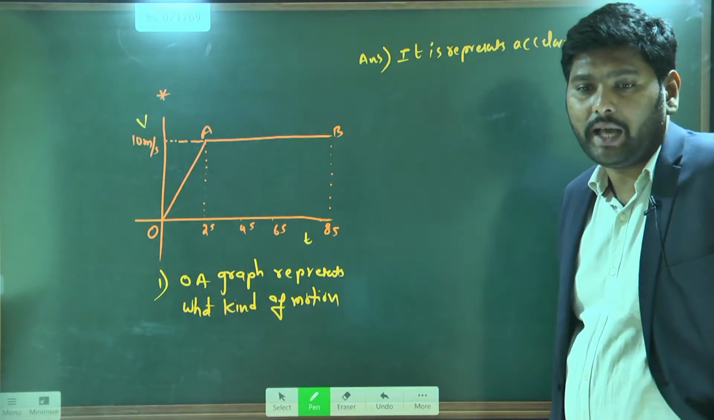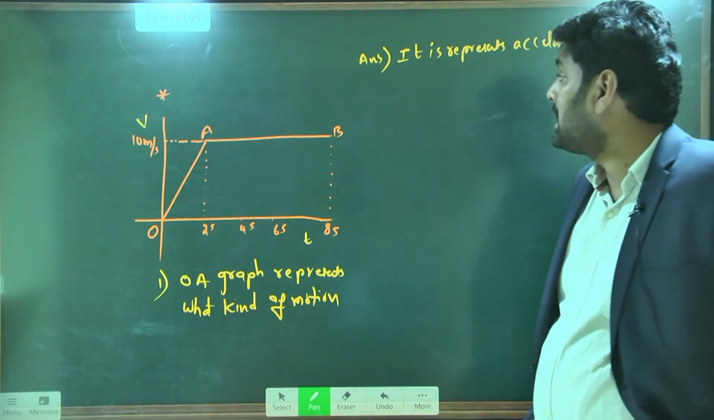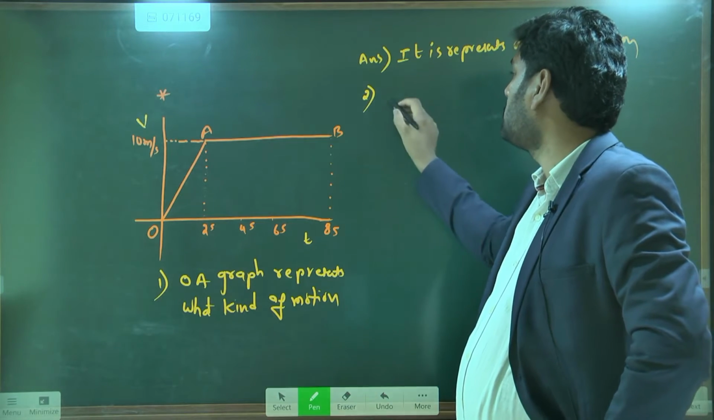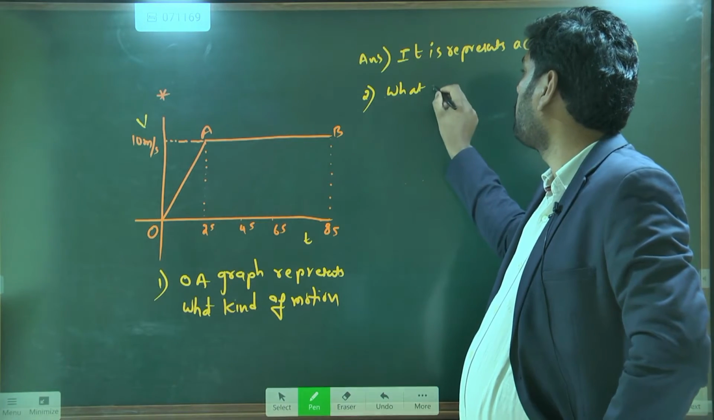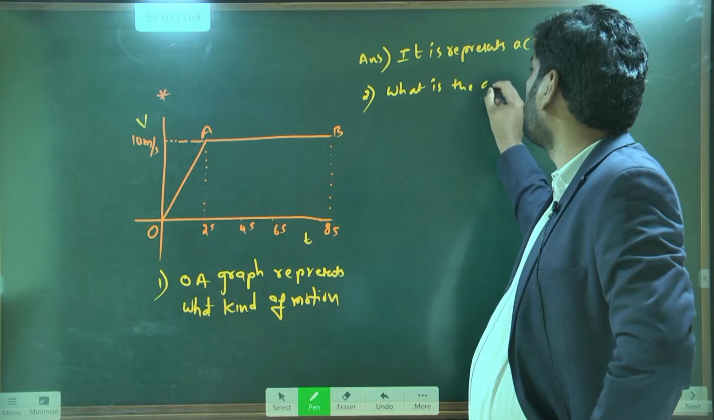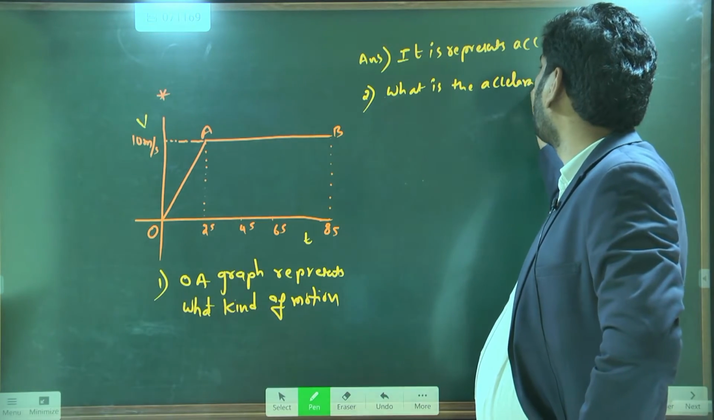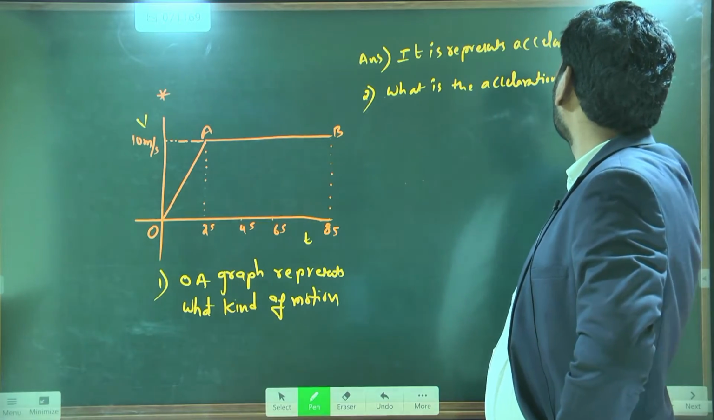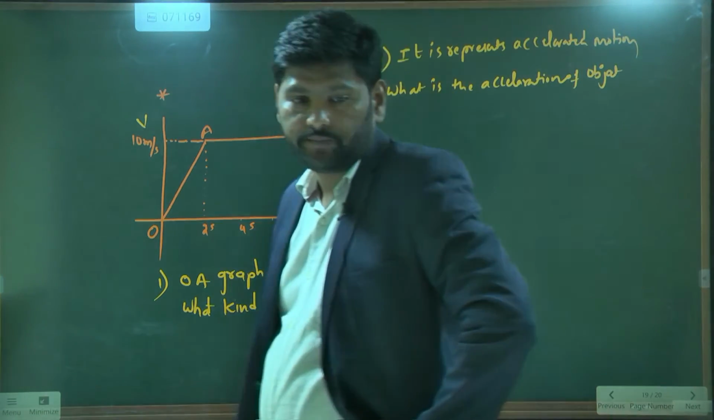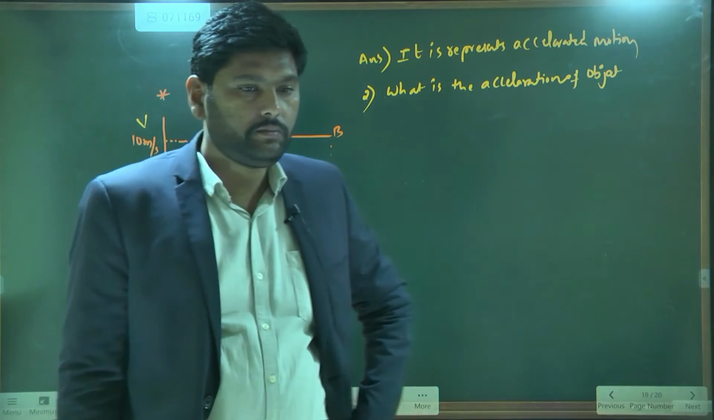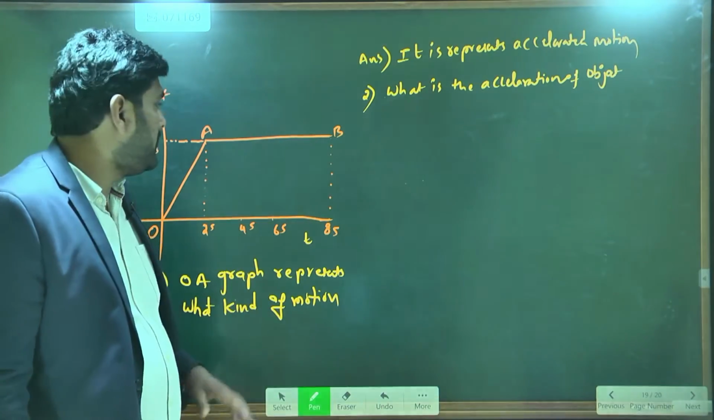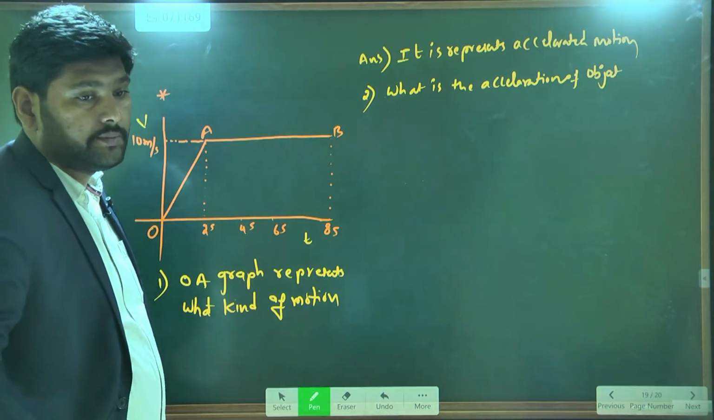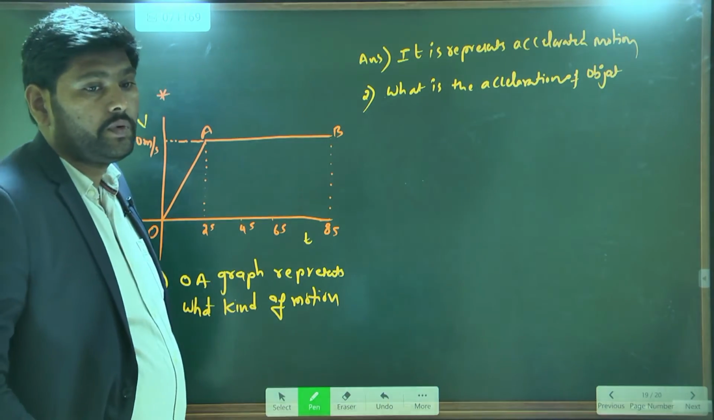Say, when it is representing accelerated motion, what is the acceleration of the body? Second question is, what is the acceleration of the body? How much is the value of acceleration? Find out. How to find acceleration in a speed versus time graph? What will represent the acceleration? Slope of the graph. Very good.